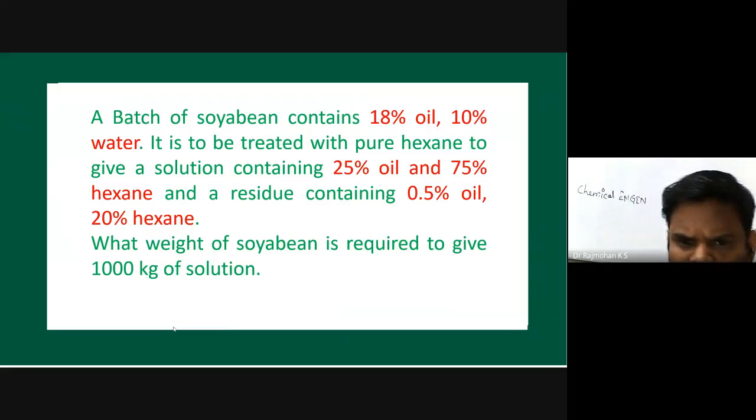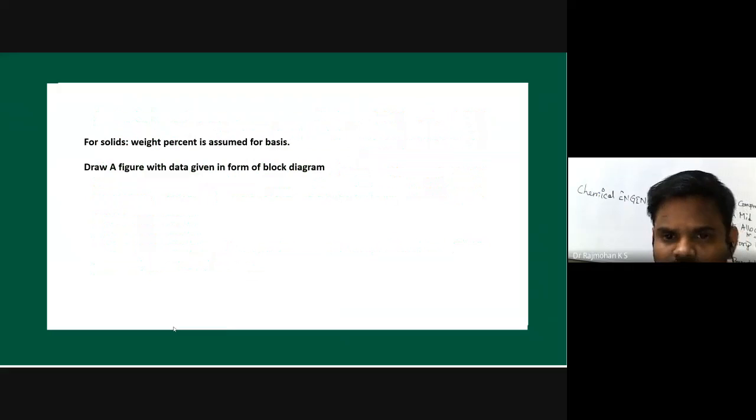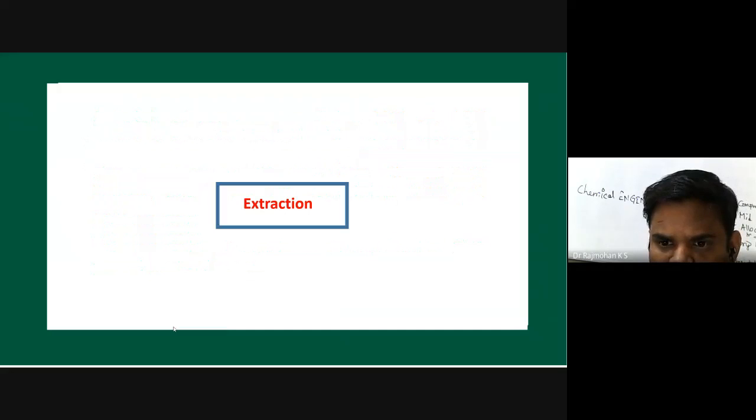Okay. Then there are two ways of solving the problem. As I said, it is easier when the composition is there. We choose a basis according to the composition, and finally for whatever is the required data, we can multiply using the ratio method. Okay, so there are two ways. Otherwise, directly you can also assume 100 kg of solution as the basis and proceed. But when you have a composition, it is always better to choose a basis of solids. Okay, so that's what I have told you. Solid basis is considered because weight percentage is given. Okay, so this extraction. Typically for an extraction we can draw a block diagram.